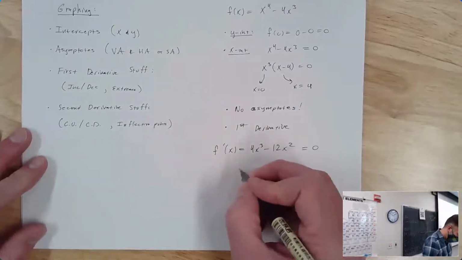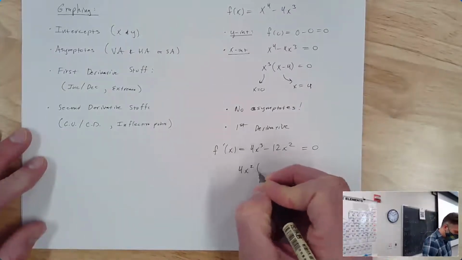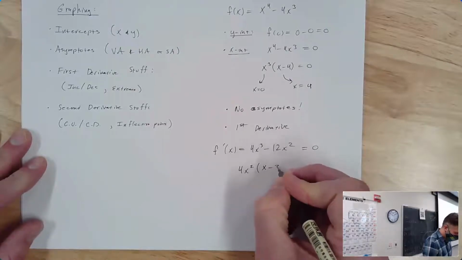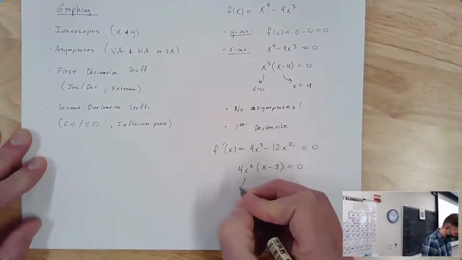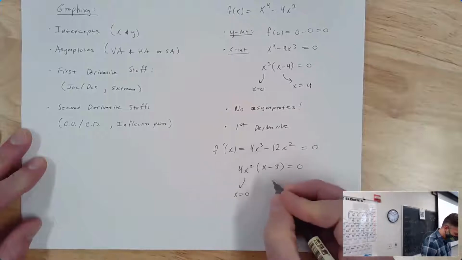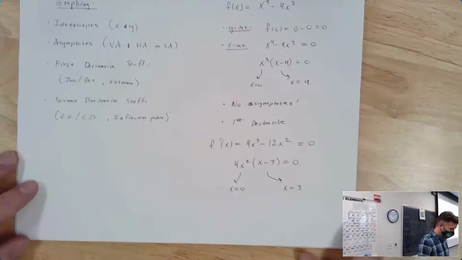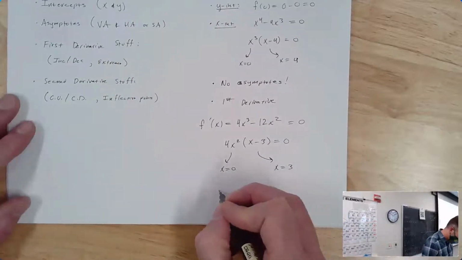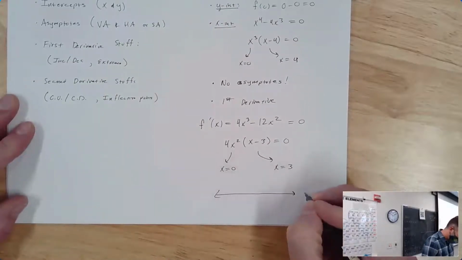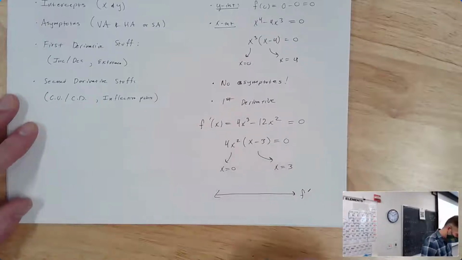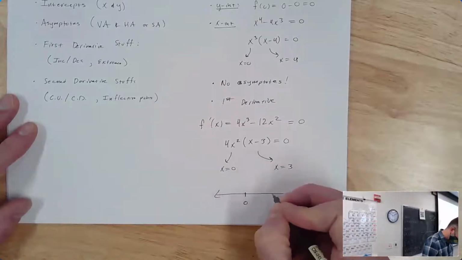I'm going to factor out a 4x squared. I'm left with an x minus 3. And so I either get x equal to 0 as a critical point or x equal to 3 as a critical point. And then we're going to put those on the number line. The number line for the first derivative. So put 0 and 3 here.